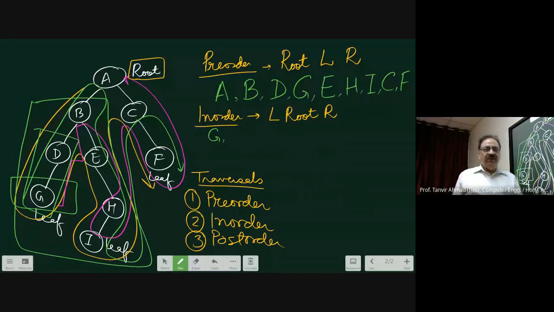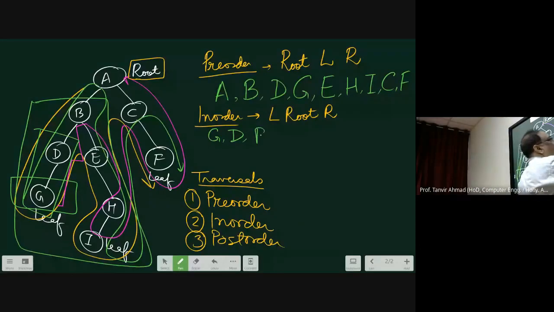Then you go back to the root B. Then again you go back to B. Now once you go back to B, you found that you have processed all the left of B. Now you process this one, B. Then you follow the right of B, which is E.